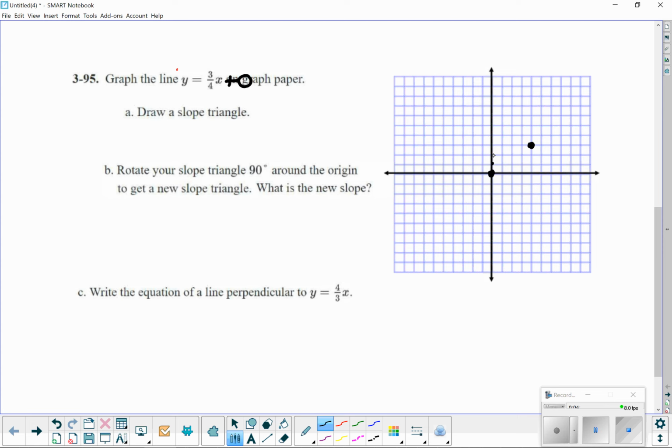I'm going up 3, 1, 2, 3, and then over 4, 1, 2, 3, 4. And you can continue that trend of up 3 and over 4. Okay, run out of space. So in this case, I'm going to go over 4, and then down 3. Over 4, and then down 3, and then I'm out of space. You see that all of these points make a nice and perfect line. So I'm going to go ahead and draw my line there.